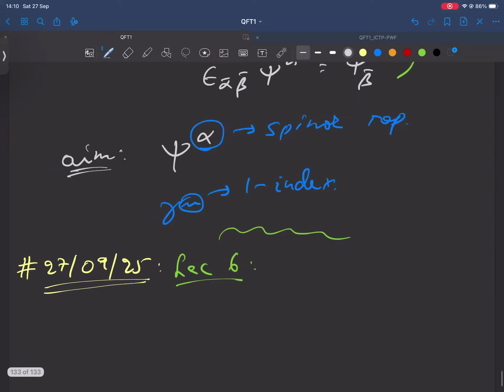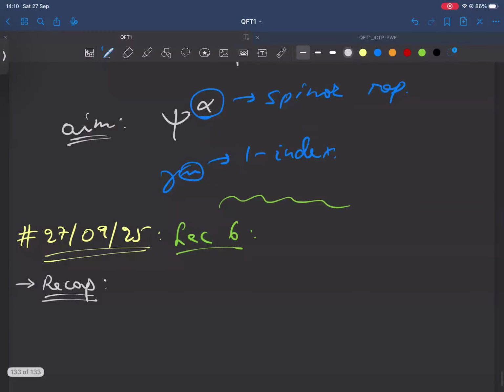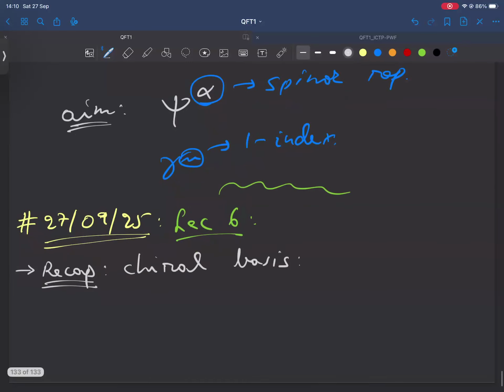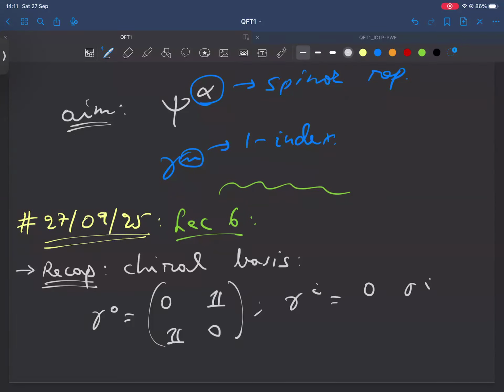Yeah. So let's begin. We will begin with a small recap of where we ended last time. So we said that in the chiral basis that we were looking at things, let me see what gamma 0 and gamma I were in this basis, because we will also discuss another basis today. In this basis, gamma 0 was 0, identity, identity, and 0. And gamma I was 0, sigma I, minus sigma I, 0.